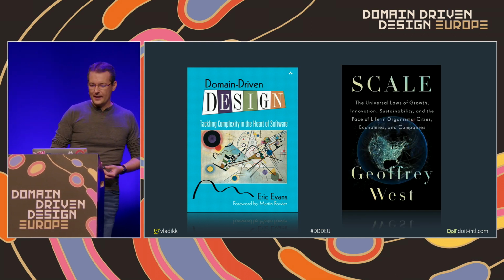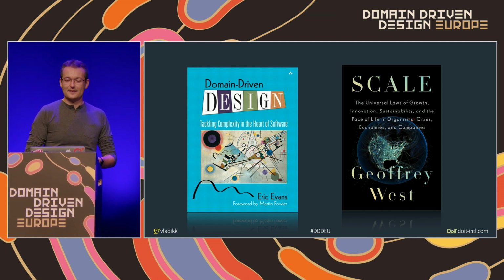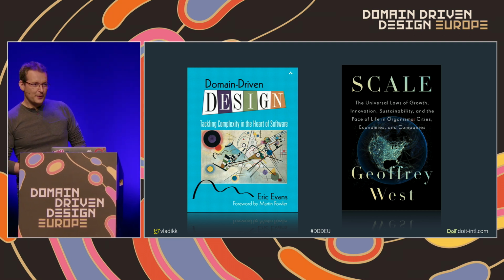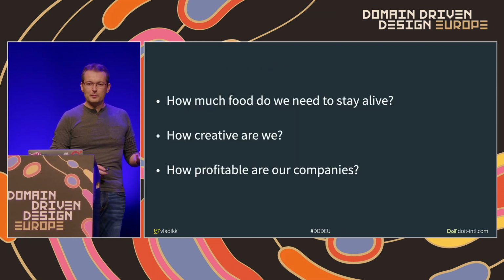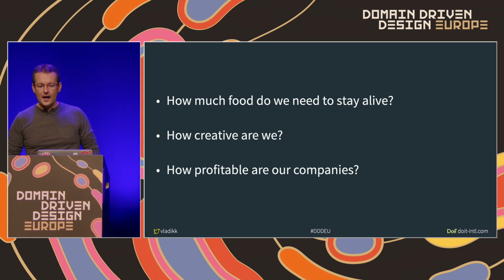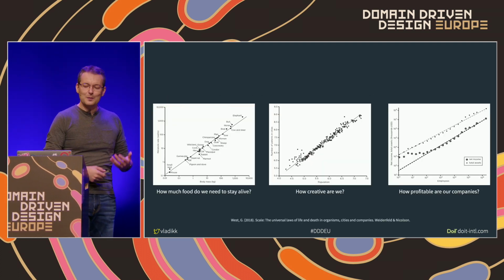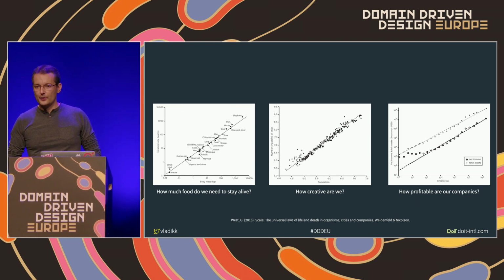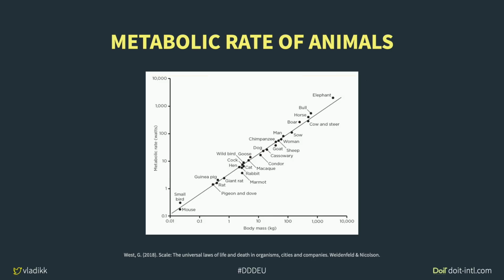The book is called Scale: The Universal Laws of Growth, Innovation, Sustainability, and Pace of Life in Organisms, Cities, Economies, and Companies. The author, Professor Geoffrey West, starts the book by sharing some peculiar observations. He says, let's take a few quantities that play important roles in our lives, such as how much food do we need, how creative are we, how profitable are our companies, and plot these quantities against the sizes of relevant systems. For animals ranging from mice to elephants, their metabolic rate, or in other words, how much food they need to stay alive, results in an almost straight line when plotted against the animal's body mass.